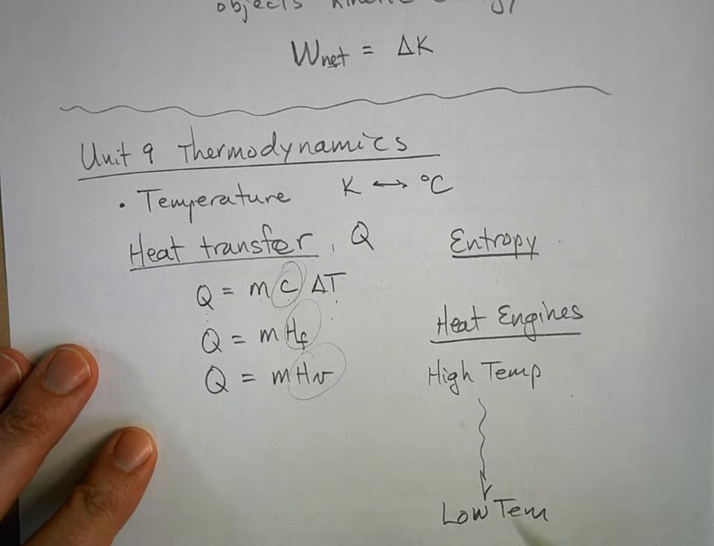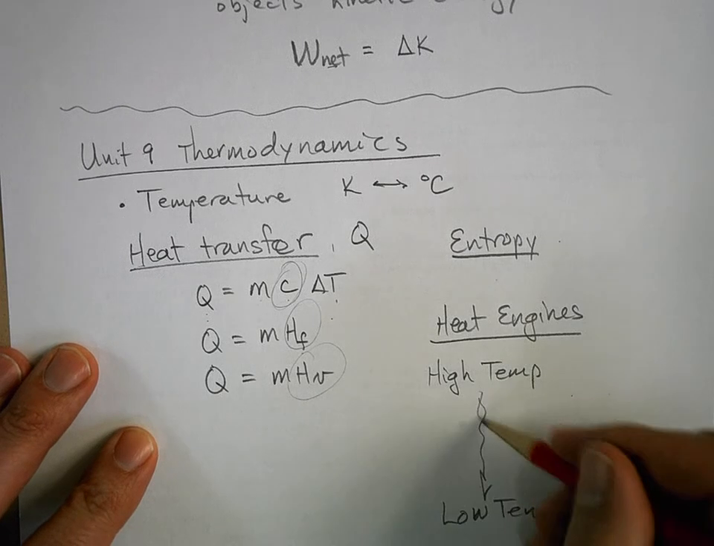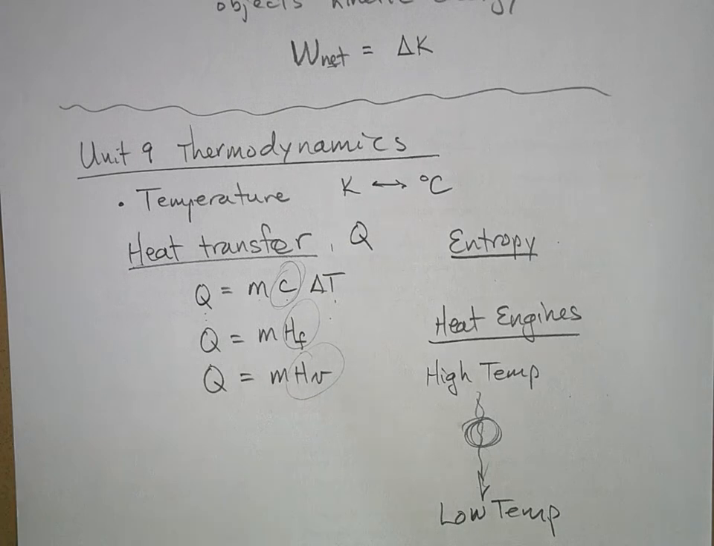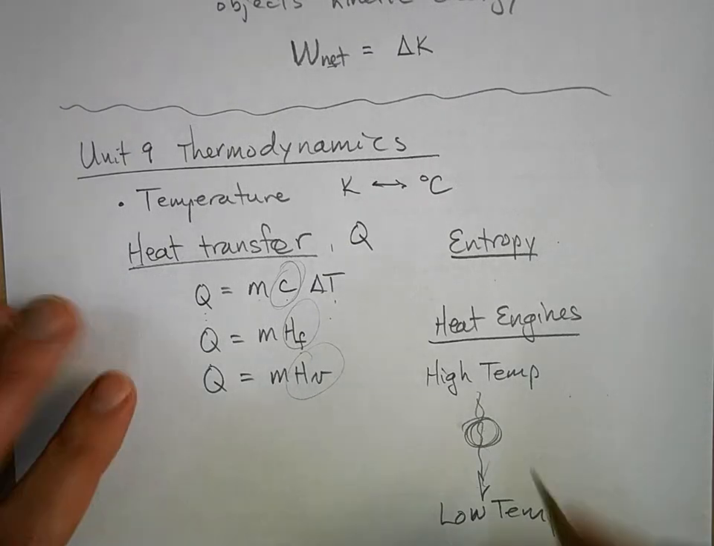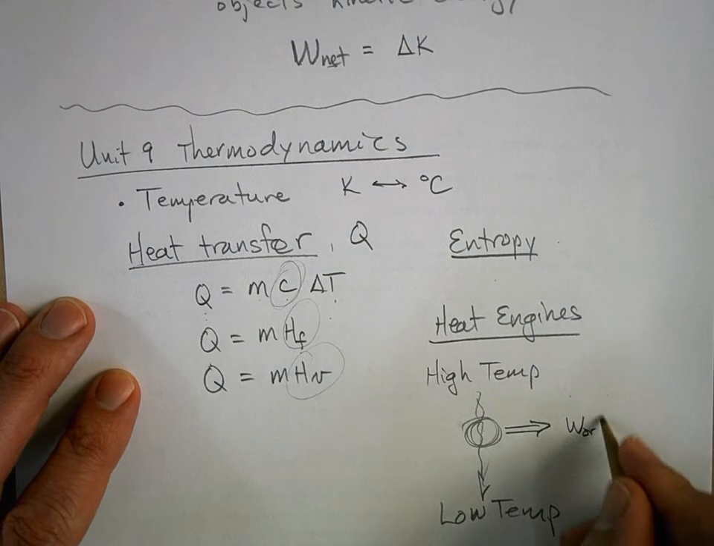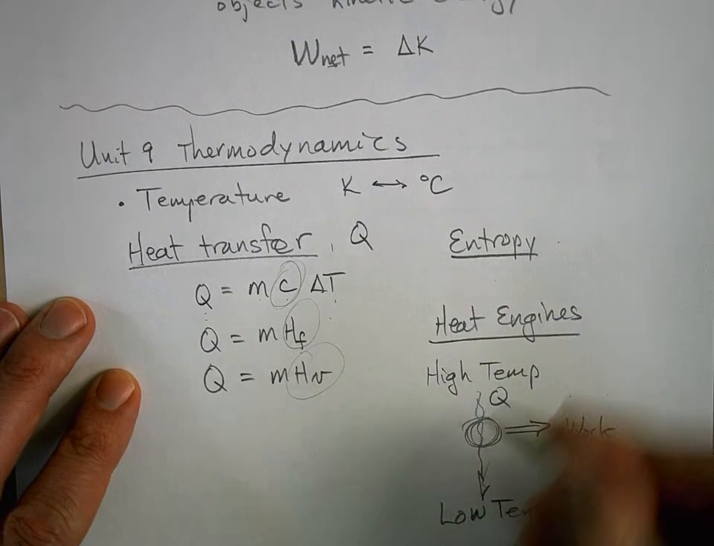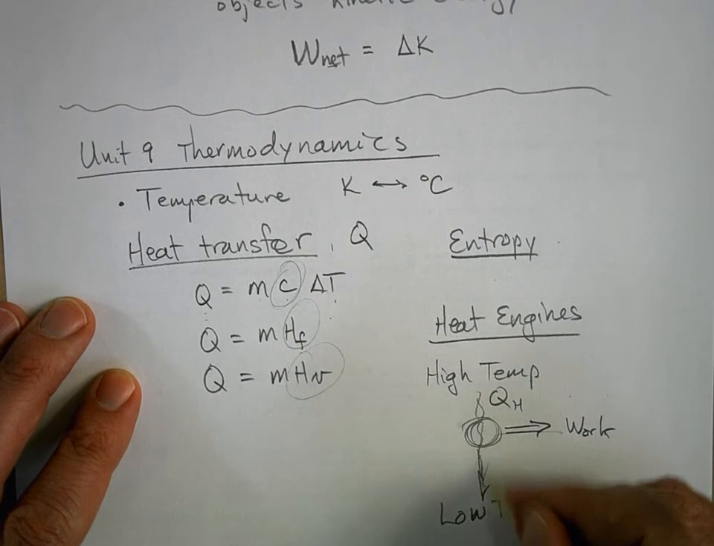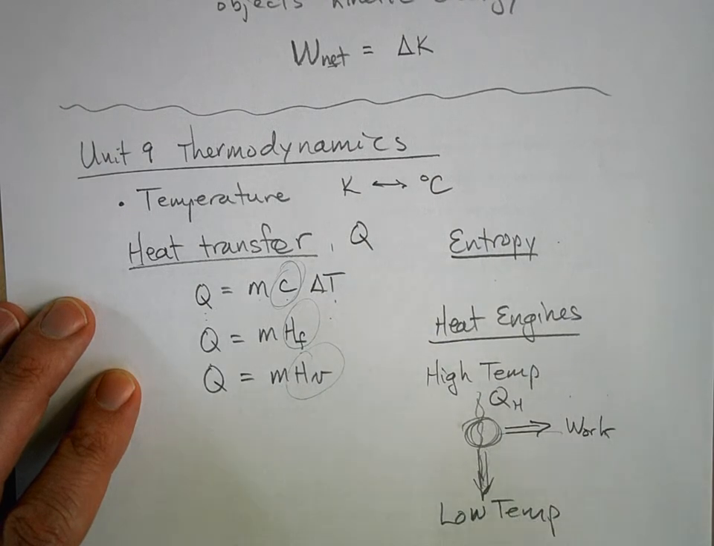Now as this heat flows, I can build a device like a steam engine, or in a car an internal combustion engine, to turn some of that into useful work. So this is the heat that flows out of your high temperature source. We get a little bit of work. We also have to dump some into our low temperature source.